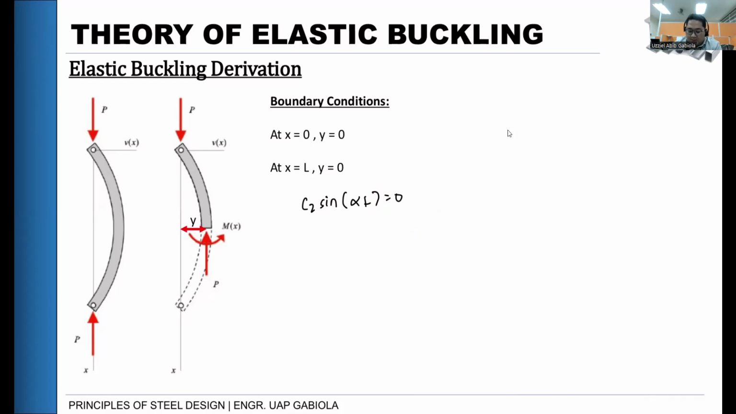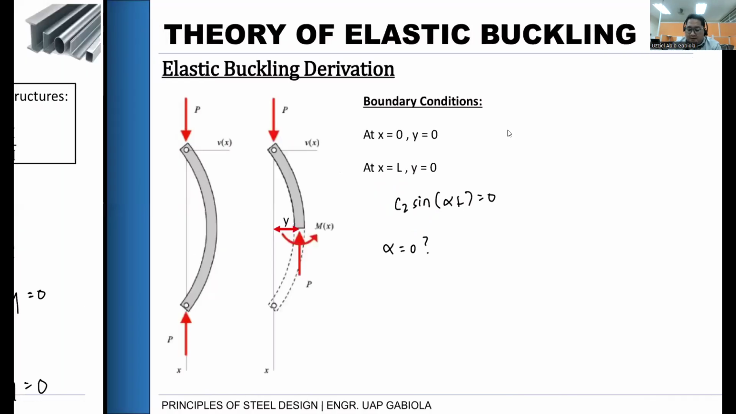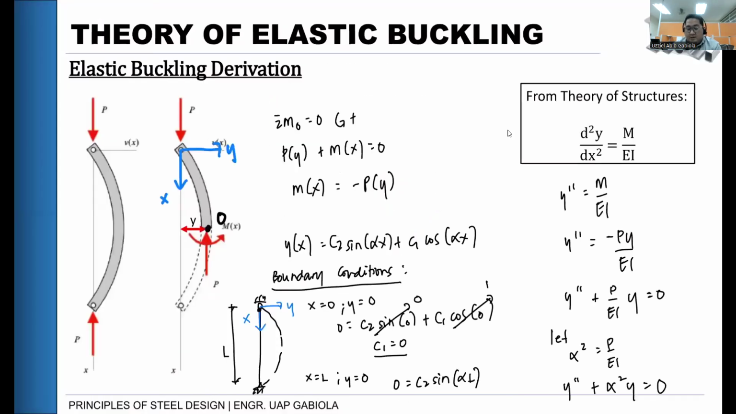So kasi meron tayong C2, meron tayong alpha, meron tayong L. So let's eliminate kung ano yung nag-0 sa kanya so that we can identify kung paano tayo mag-move dito sa equation natin. Okay? So let us first have yung alpha. Yung alpha natin pwede bang maging 0? Okay? So ano ba si alpha? Again, si alpha, based from our derivation earlier, si alpha is ito, no? Alpha squared is P over EI.